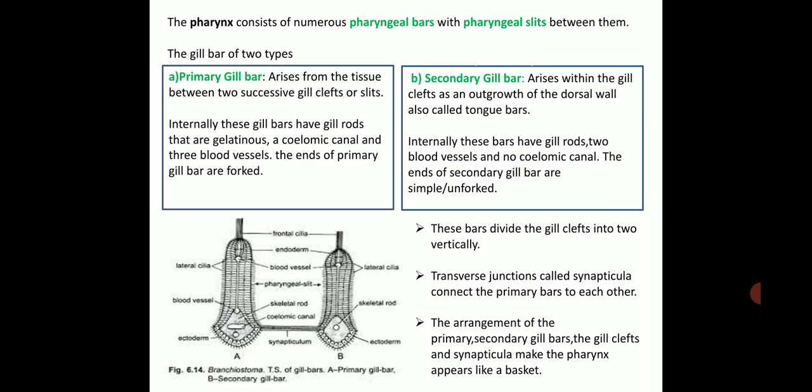These bars divide the gill clefts into two vertically. The transverse junctions are called synapticula, which connect the primary bars to each other. The arrangement of the primary and secondary gill bars, the gill clefts and the synapticula make the pharynx appear like a basket.